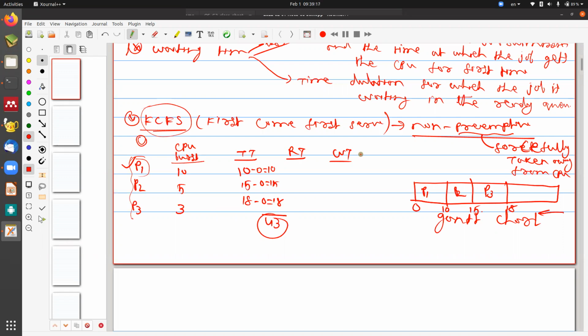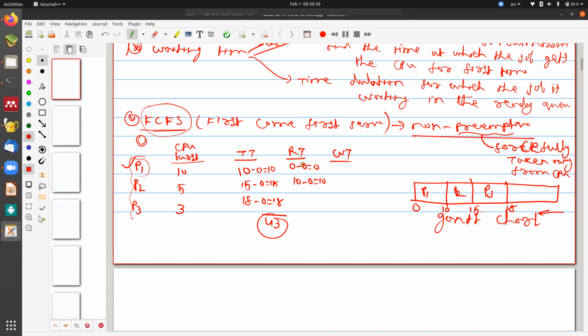Got it? Then what is the response time? Please quickly tell me, what is the response time of P1? When it came, when it first got the CPU. When it got the CPU for the first time, zero. When it came, 0. So 0 minus 0. Got it? Then P2, what is this one? 10. It started at 10. Very nice. So 10 minus 0 becomes 10.